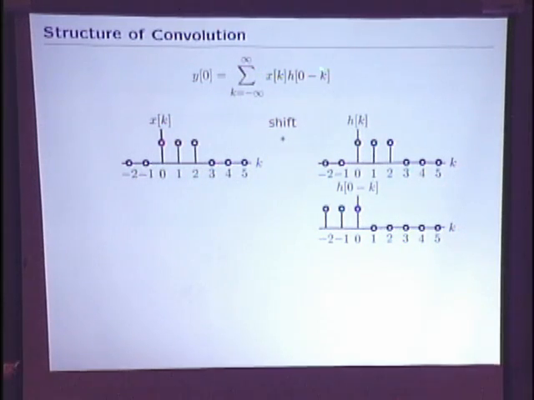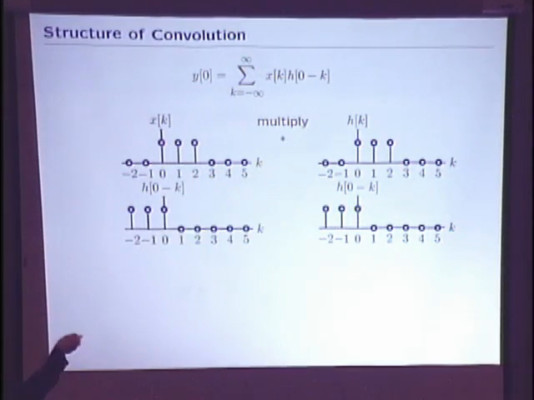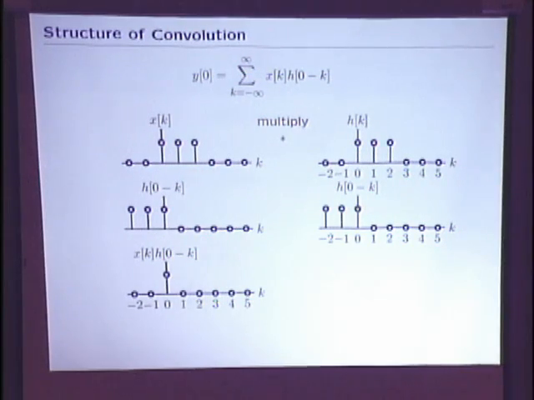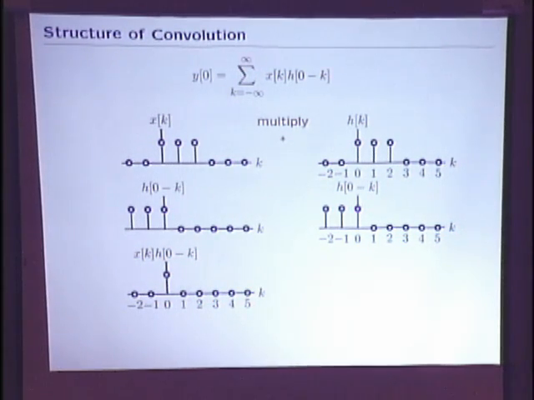Then I have to multiply these two. So I displace this thing over here so I can multiply. I multiply down. You can see that there's only one sample that in the two is both non-zero. Therefore, I get a single non-zero answer. And then, according to the formula, I have to sum. So the 0th answer is flip, shift, multiply, sum. And you just repeat that for all the different answers.